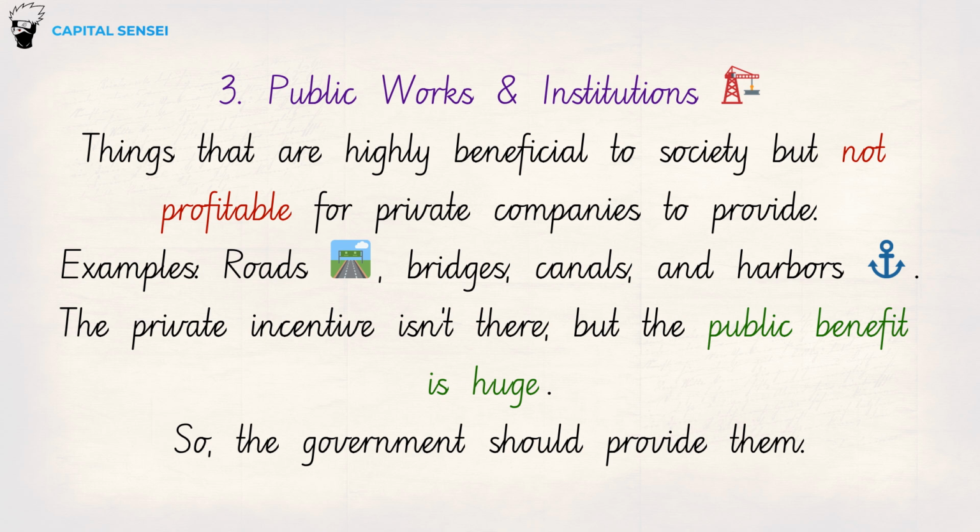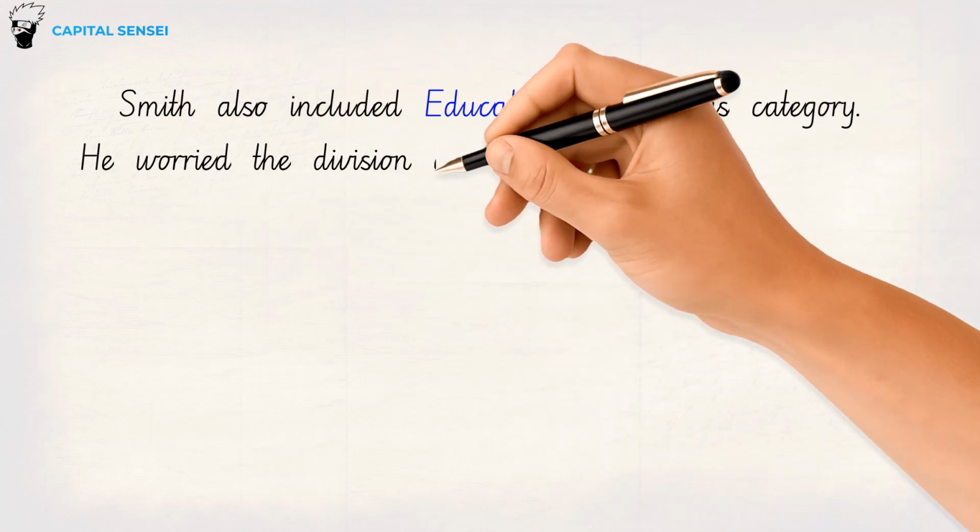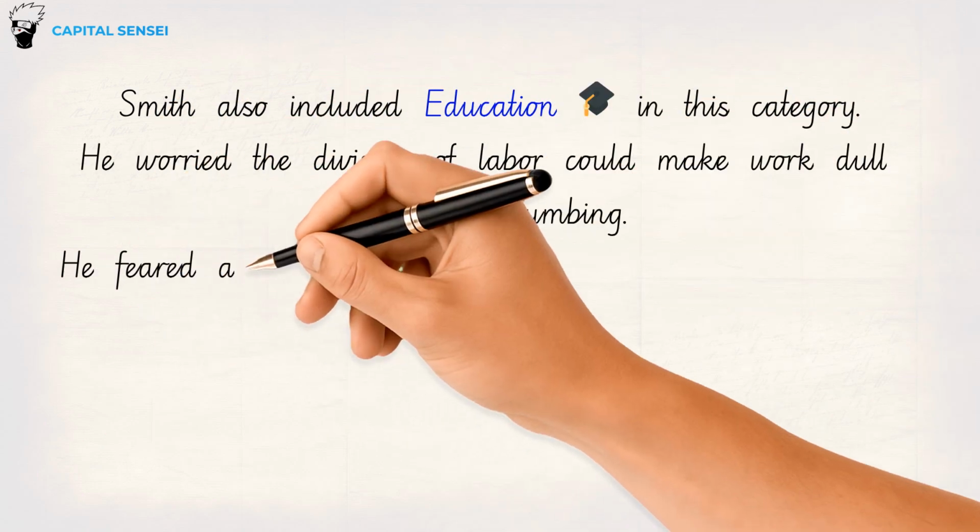A good road network benefits every single producer and consumer in the country. But it's very difficult to make a profit from a road by charging every single person who uses it. The cost of setting up toll booths everywhere would be immense. So, because the private incentive isn't there, but the public benefit is huge, the government should step in and provide it. Interestingly, Smith also included education in this category.